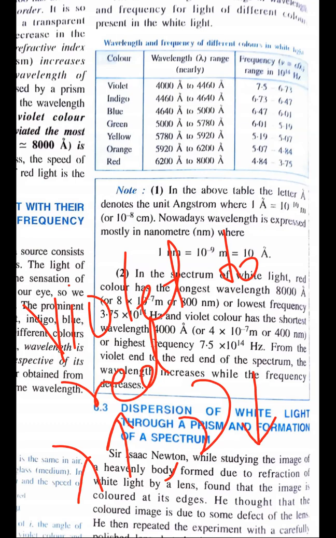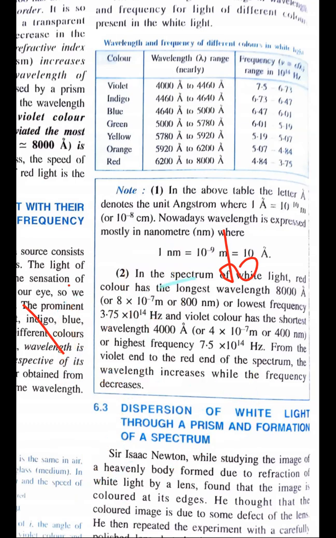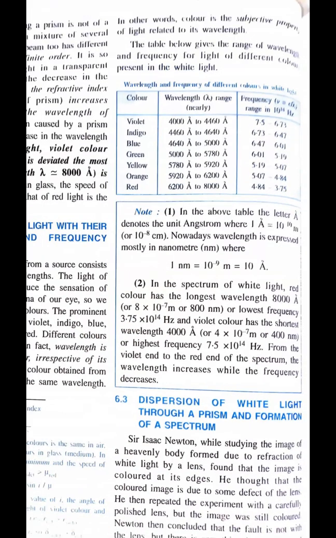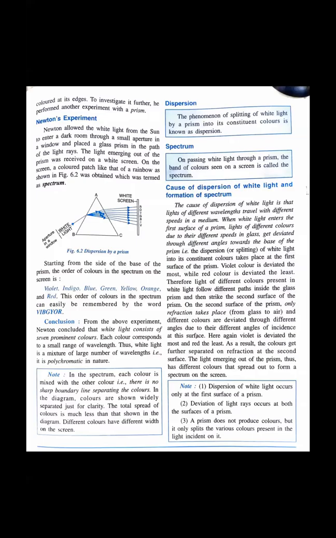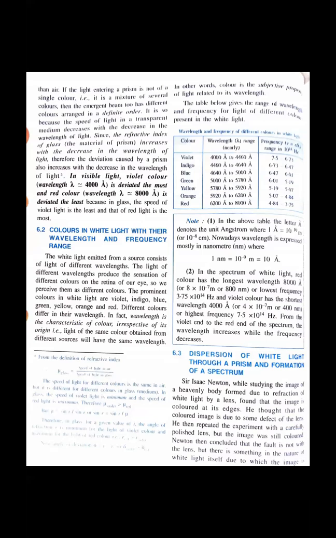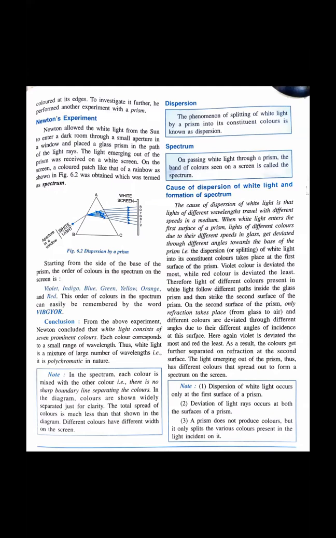Yes, sir. Okay. Now we'll see dispersion of light. Dispersion of white light through a prism and formation of a spectrum. This was basically done by Newton. Newton did this experiment where he took a prism and passed white light through it. When he passed white light through a prism, he found 7 colors, or the colors got separated into its constituents, and that is what we call a spectrum.